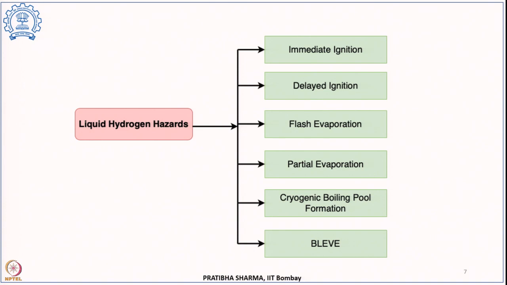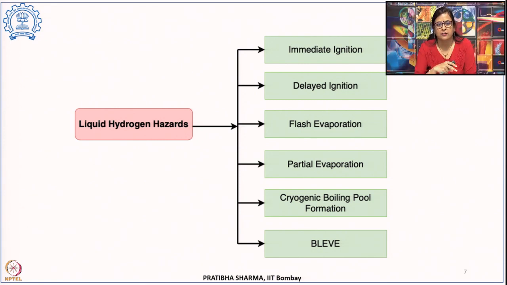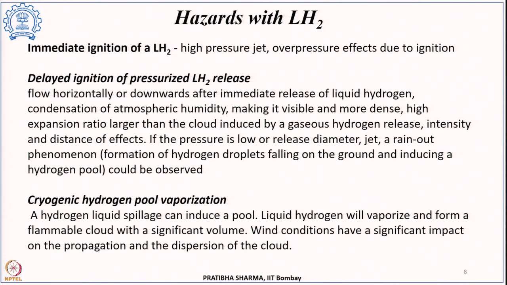Now, this was with gaseous hydrogen. If there is liquid hydrogen, it can again lead to different types of hazards. Same as we have seen in gaseous hydrogen, if there is a liquid hydrogen spill, it can undergo either an immediate ignition if there is an ignition source present, or a delayed ignition, or it could be flash evaporation, partial evaporation, cryogenic boiling pool formation, or BLEVE. Now, the hazards associated with liquid hydrogen release or spill followed by an immediate ignition have the same consequences as we have seen in the case of gaseous hydrogen release. A high pressure jet will be formed, and then overpressure effects will be there due to ignition. Or it is possible that it could be a delayed ignition of pressurized liquid hydrogen release.